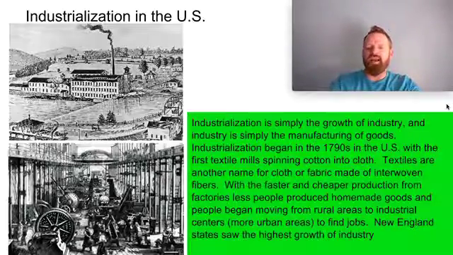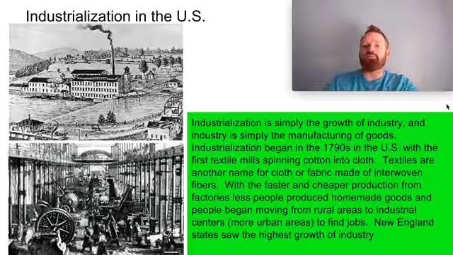Industrialization began in the 1790s in the U.S. with the first textile mills spinning cotton into cloth. The War of 1812 forced us to actually have to produce more of our own clothing because we were no longer trading with Great Britain. So this actually increased industrialization in the United States, the War of 1812. Textiles, as I said before, are another name for cloth or fabric made of interwoven fibers.